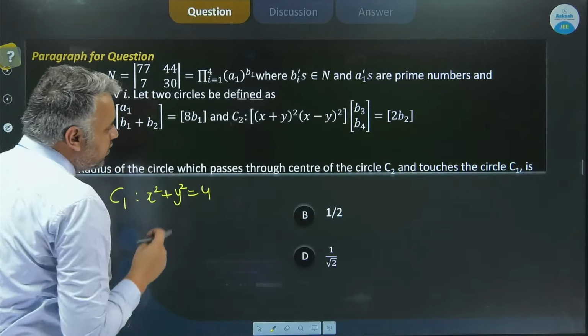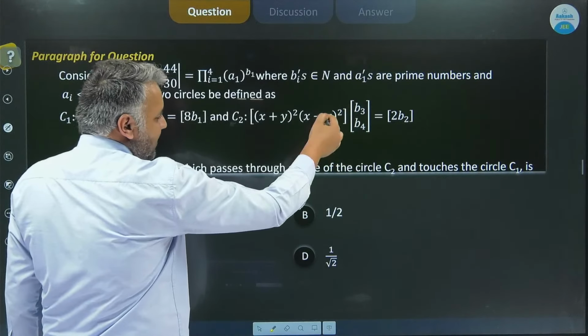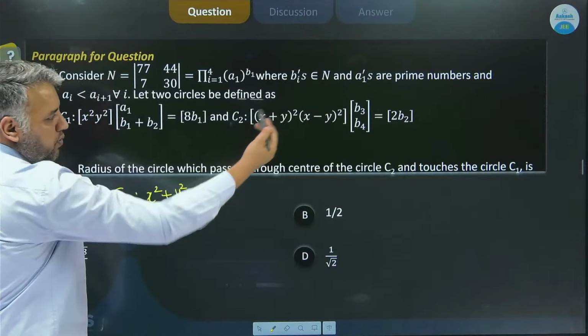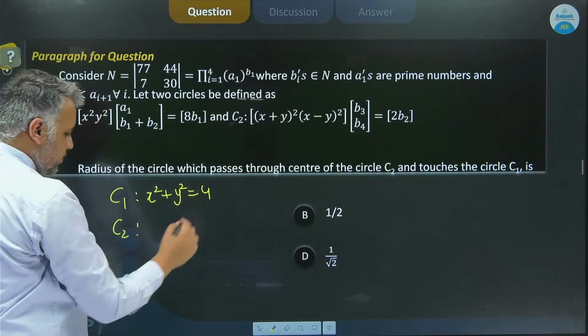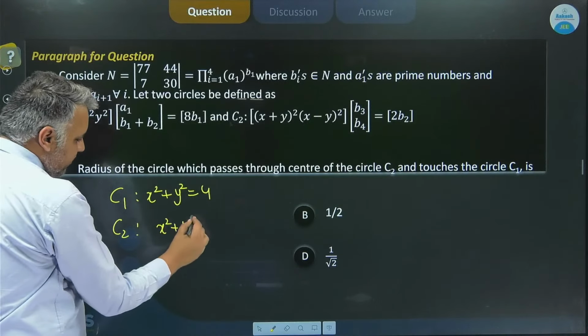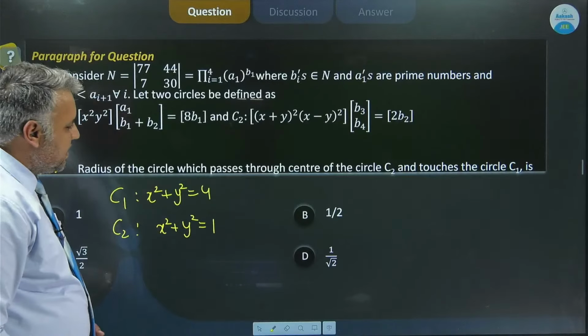Similarly, circle C2, again this is 1 and 1. So x plus y whole square plus x minus y whole square is equal to 2. So circle C2 will be again 2x square plus 2y square is 2. So x square plus y square is equal to 1. These are two circles C1 and C2. Both centers are same, 0, 0.